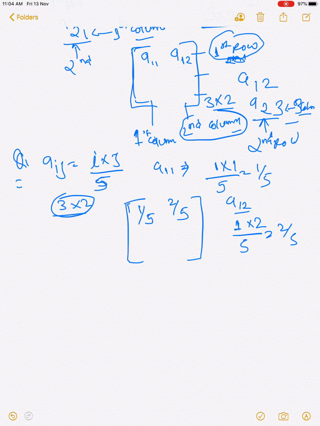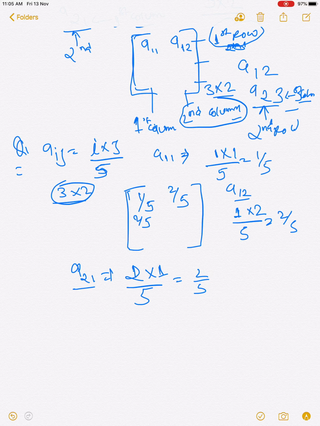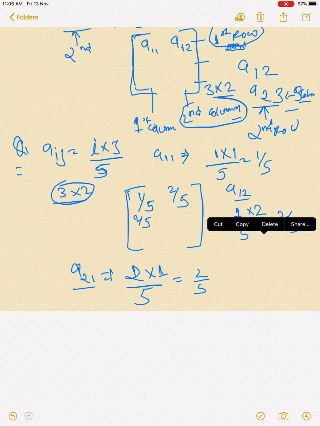And now the order of the matrix is 3 by 2, so we have to make only 2 columns. So only up to a12, no a13. Now we have to make a21. Put i equal to 2 and j equal to 1, so again 2 by 5. In the similar manner, if you put the values of i and j, you will get the whole matrix. The order is given, and the denotation of the element, that is the symbol of the element, a_ij equal to i into j by 5, is the definition of that matrix.